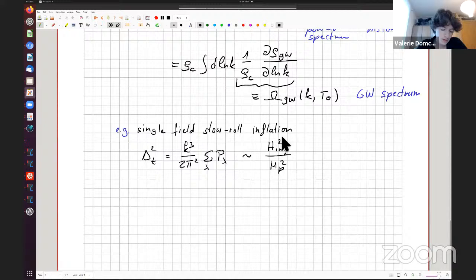Slow roll inflation essentially means that the Hubble parameter, the scale of inflation, is pretty much constant, which means that the perturbations you're producing are pretty much constant. Constant meaning frequency independent. So when you're generating these perturbations during inflation, they do not depend on frequency. You just get a flat spectrum primordially.